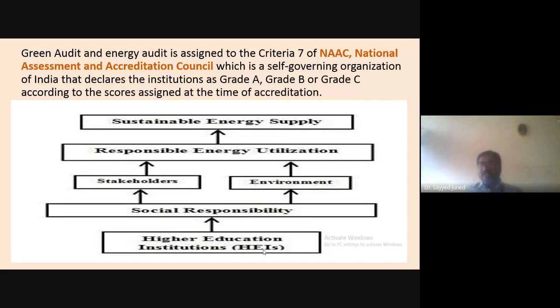What is the use, or what can explain the social responsibility, stakeholder, environment, responsible energy utilization, and sustainable energy supply. It means we support sustainable development. If we use these things, we are saving our earth and consuming resources, whether natural or man-made sources.